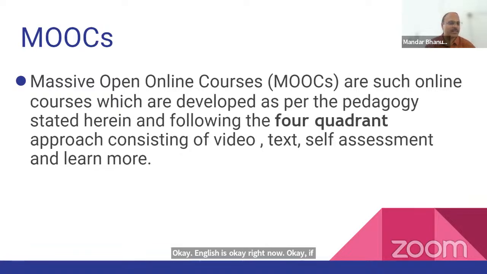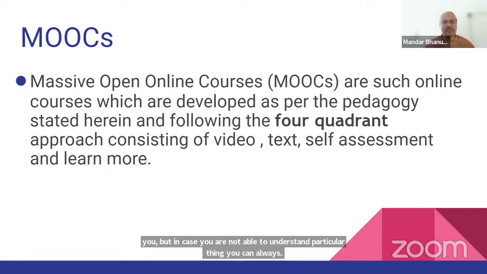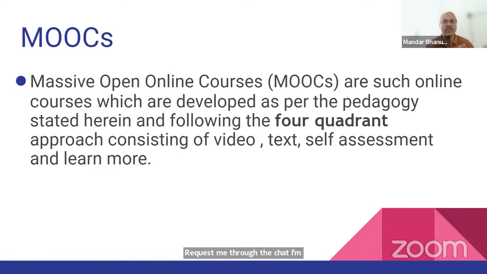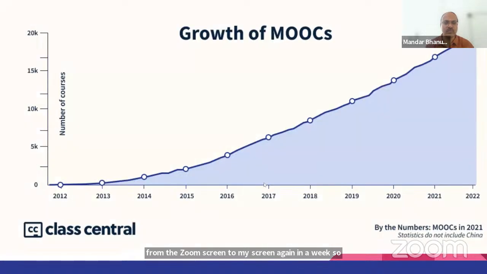My request is that you make it unilingual, one single language. Multilingual means you have to balance things, and if the translation of certain words doesn't come to your mind at that instant, then it again becomes a problem. So I'll continue with English, as I can see from all of you. But in case you are not able to understand a particular thing, you can always request me through the chat. I am hopping and moving from the Zoom screen to my screen again and again, so that you are comfortable and I'm able to see you all. So let us move forward.